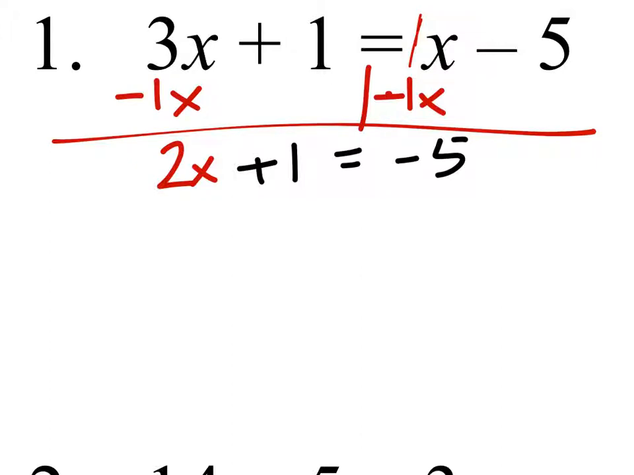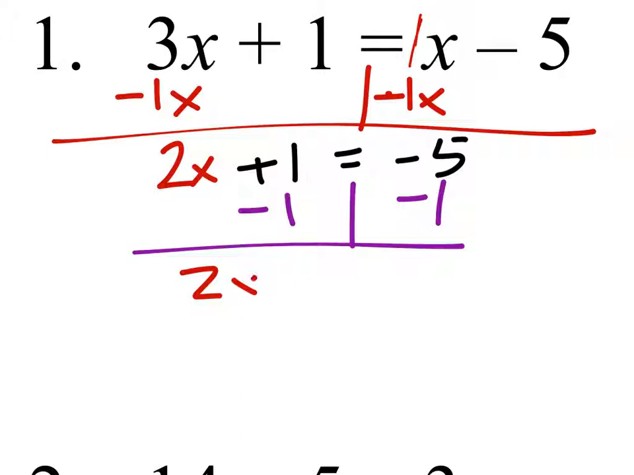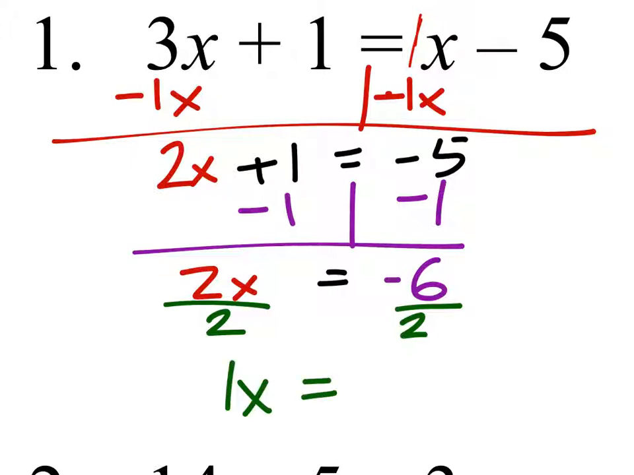Well, I've got 2x plus 1, which we don't want. We just want the x's. So we're going to have to subtract 1 from both sides. And then we've got our 2x still. And then this would equal negative 6. And to solve these, we'd divide both sides by 2 and would find that the 1x equals negative 3. So that would be our answer.